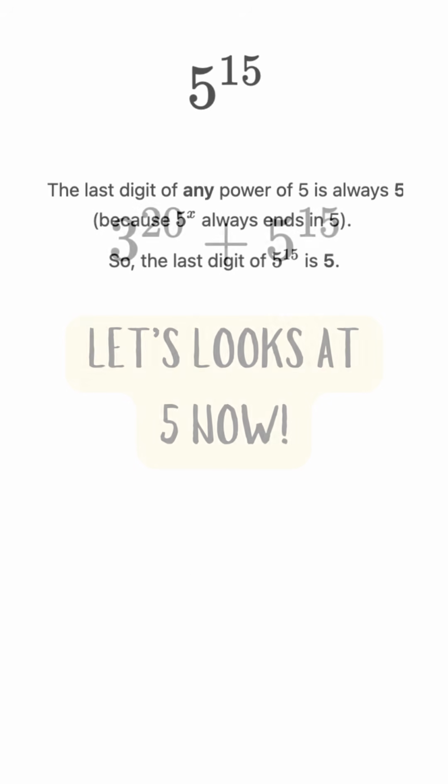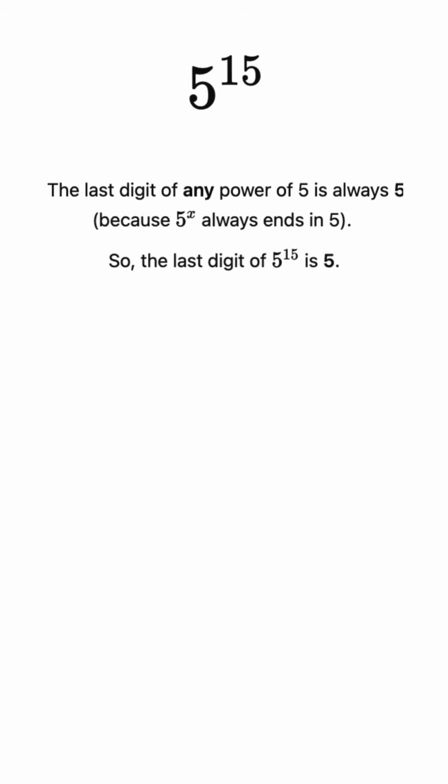Now let's look at 5. The last digit of any power of 5 is always 5, because 5 to the power of x always ends in a 5. That's just a pattern that keeps going on and on. So the last digit of 5 raised to the power of 15 will also be 5.